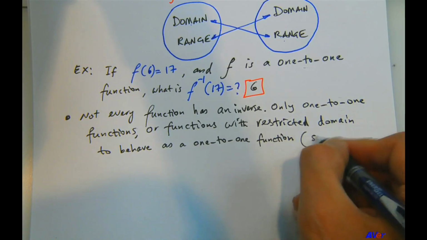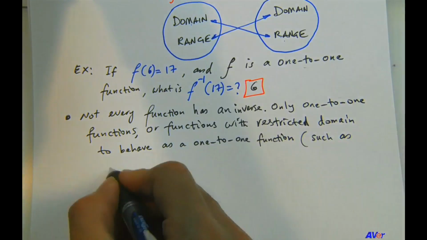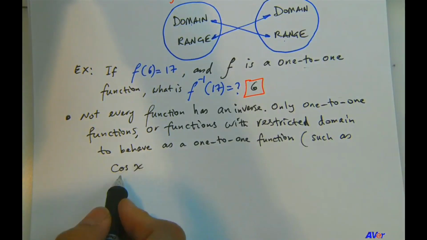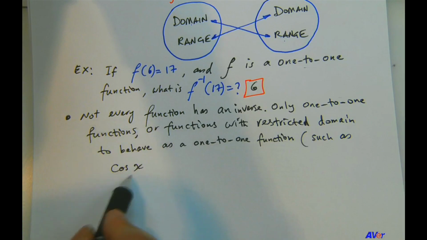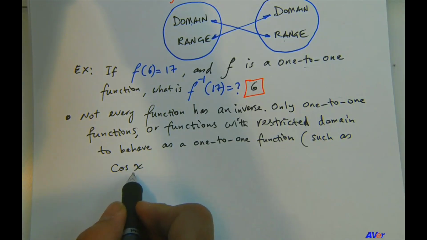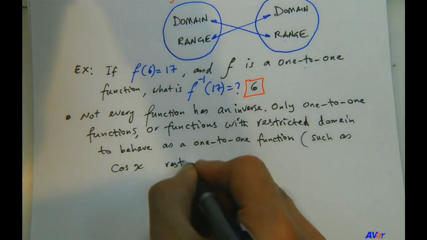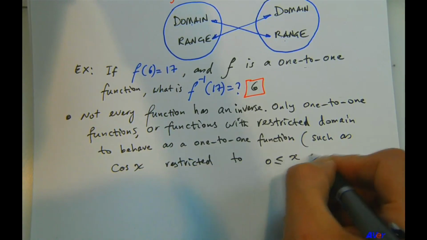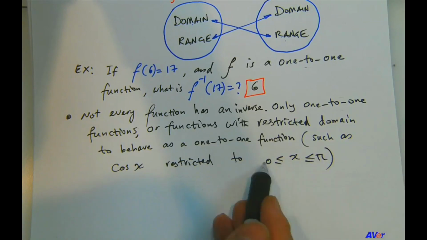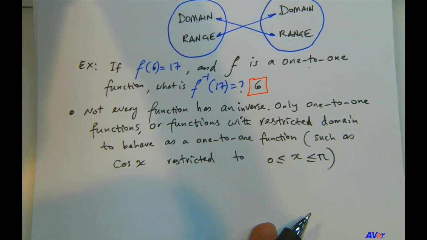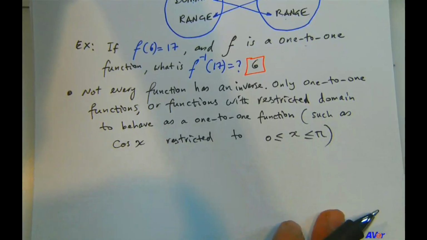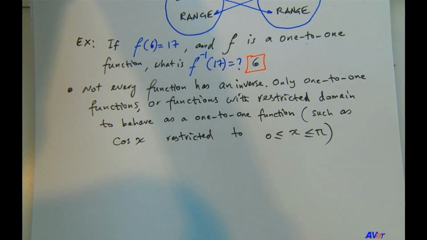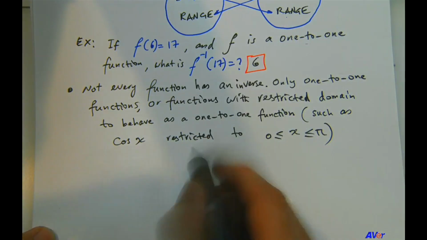Such as cosine of x, which of course is not one-to-one, but when we restrict the domain to x between 0 and pi, it in fact becomes a one-to-one function, cosine of x restricted to this interval, x varying between 0 and pi. Okay, so only those kinds of functions can have an inverse. So let's do an example of that.